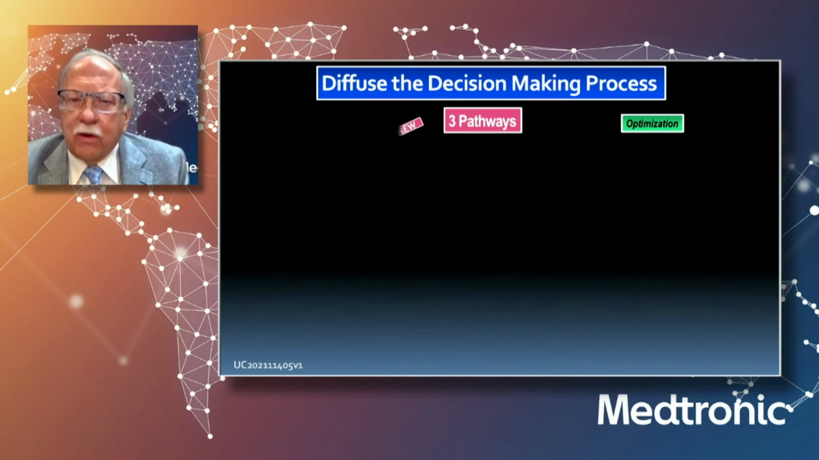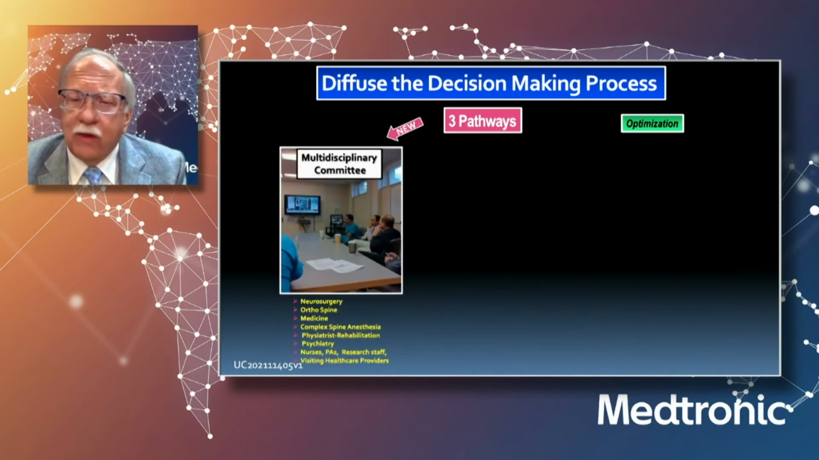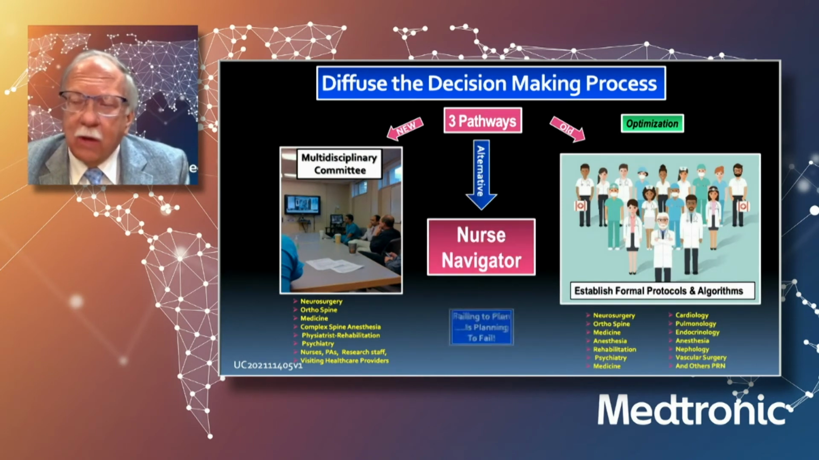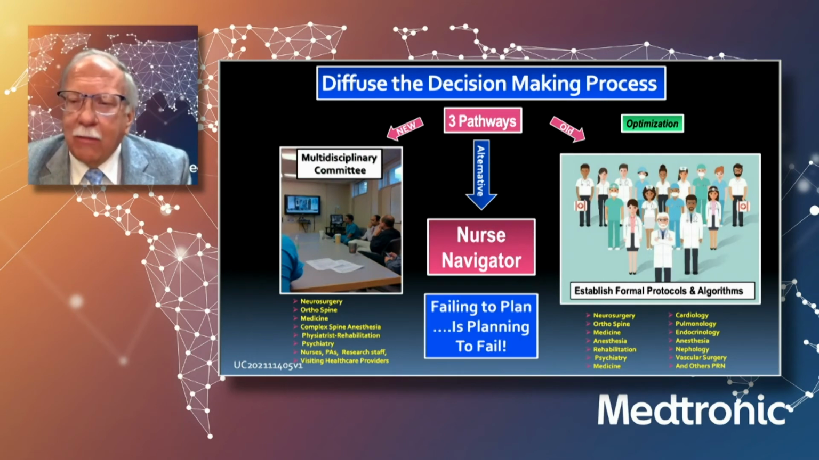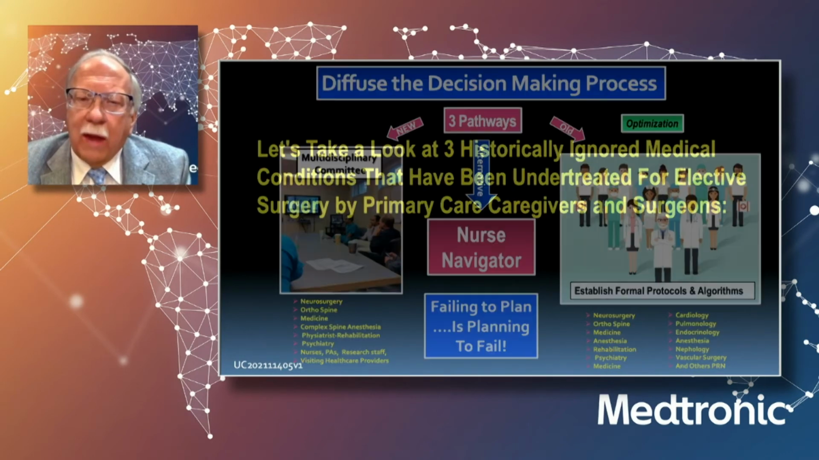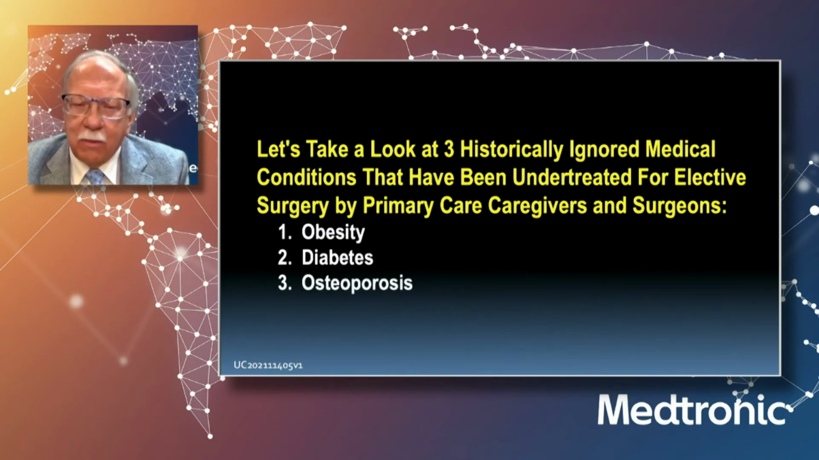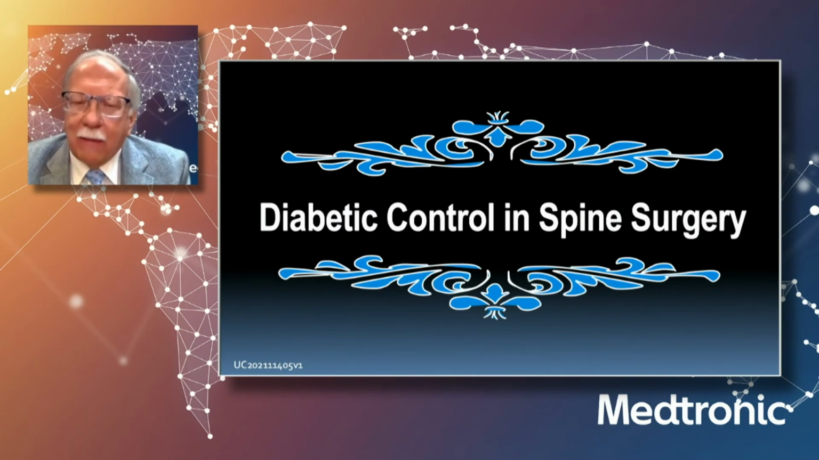Really, when you do medical optimization and clearance for these patients, there are three pathways. You can go with the traditional multidisciplinary, but if you don't have those capabilities, you also can assemble a good team. And you also might want to consider what we do, a nurse navigator, to look through all these things that you don't have time to, to flag anything that might be a bad lab value. So it's a really good way to look at it. We're going to take a look at three things: obesity, diabetes, and osteoporosis, which I think are some of the biggest non-cardiac things that we have to deal with on a day-to-day basis.